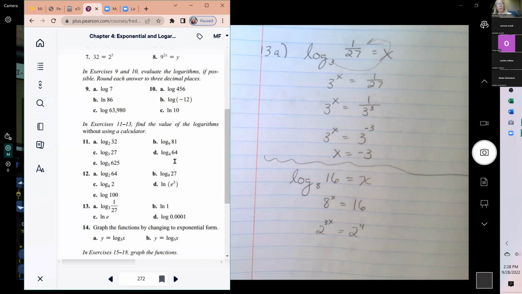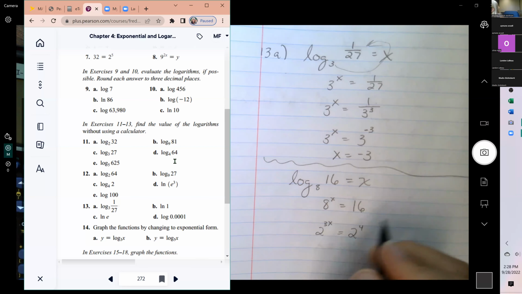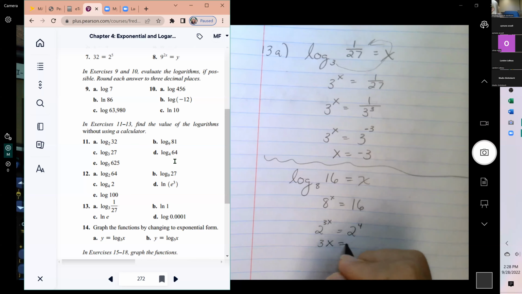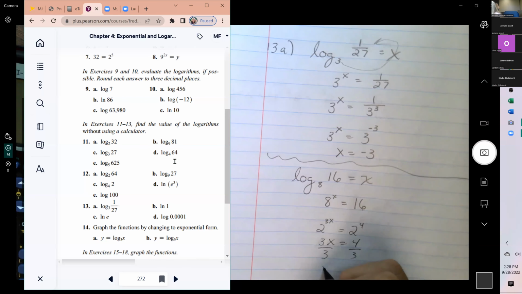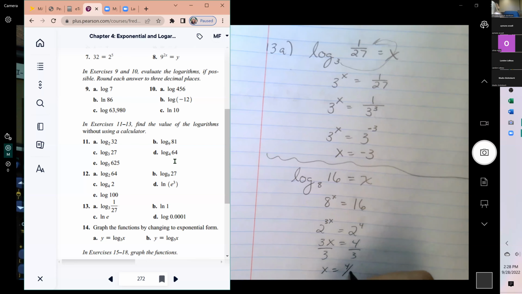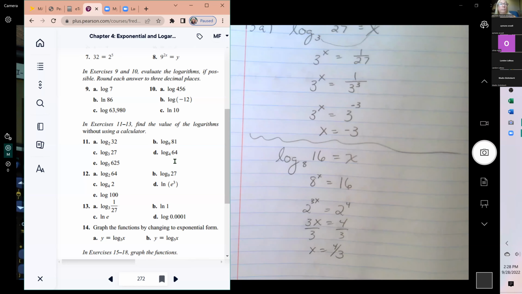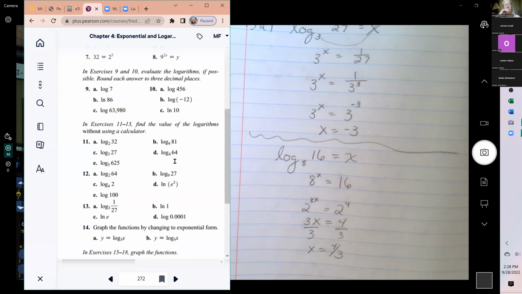So sometimes you have to change both of them. Now, if you can't change them, then we have to do something else that's in a different section. So for right now, you should be able to convert them both. Then we know that 3x equals 4, and divide by 3. X equals 4/3. Any questions on those?